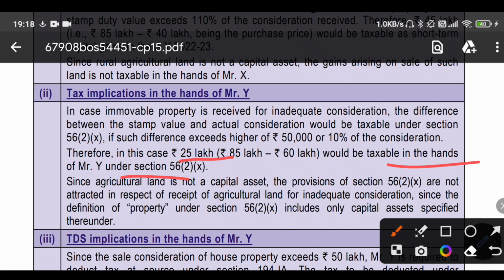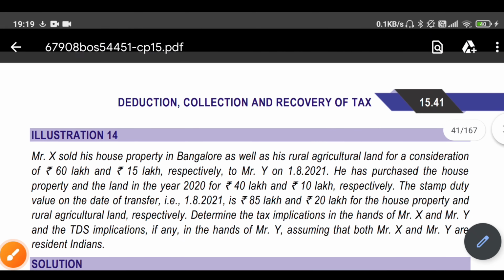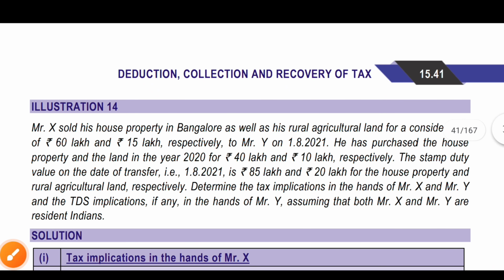And agricultural land is not a capital asset, so section 56(2) is not attracted on the receipt of agricultural land for inadequate consideration, since the definition of property includes only capital asset and rural agricultural land is specifically excluded from it, okay? And there is one more tax implication, as Mr.